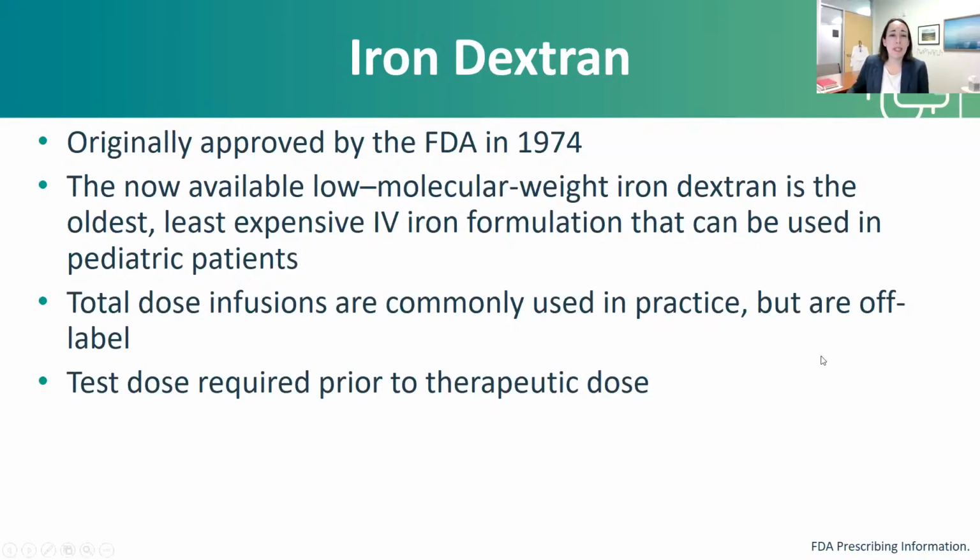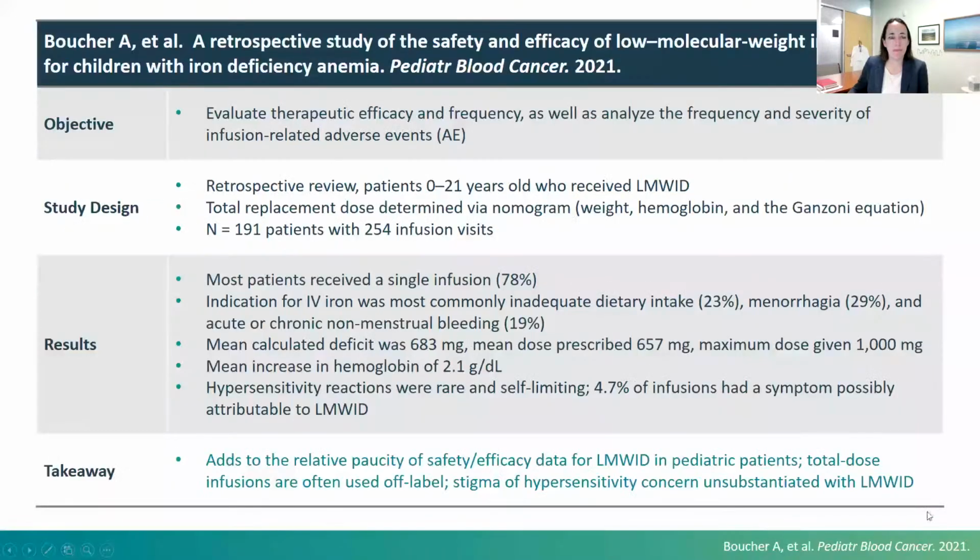This is the least expensive IV iron formulation because it's the oldest. You can use total dose infusions in practice, but these are off-label. The label dosing is up to 100 milligrams per infusion, but off-label it can be given up to 1,000 milligrams. It is required that you give a test dose prior to a therapeutic dose.